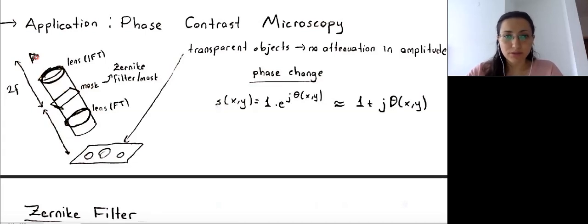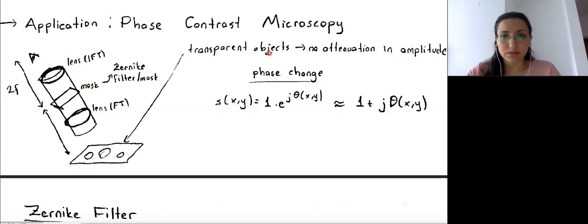What is specific to phase contrast microscopy here is that as the mask, we use a Zernike filter, which I'm going to describe in just a few minutes. One important thing when we are designing the mask is that our goal is to observe a transparent object. Transparent object means there is no attenuation in intensity or in amplitude. So if we look at the object with our eyes, we cannot really see this object.